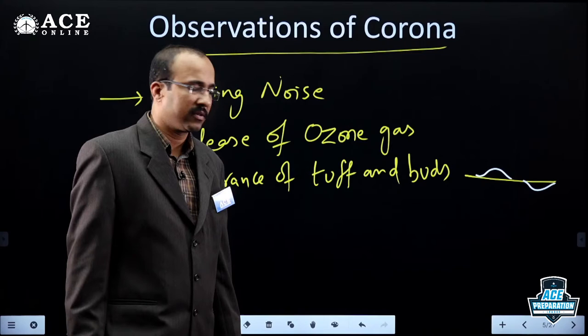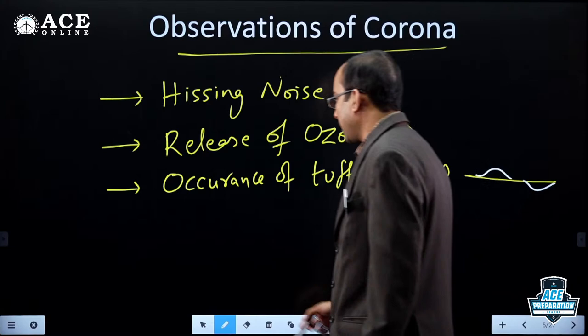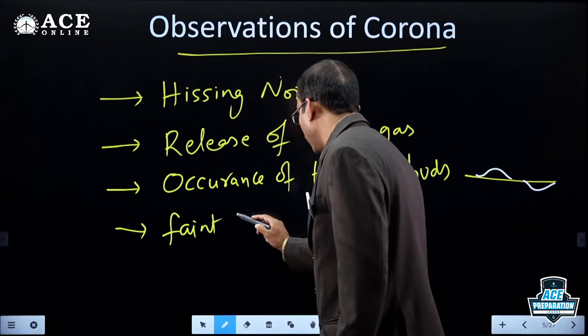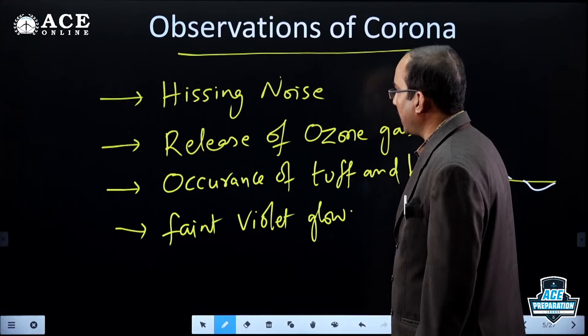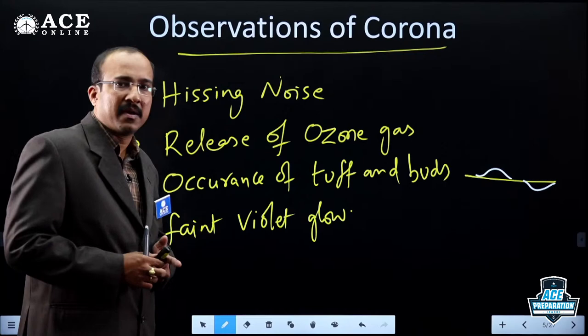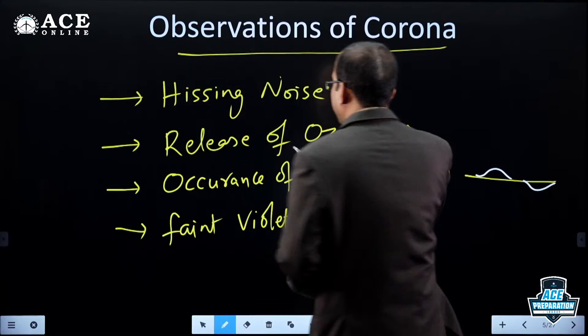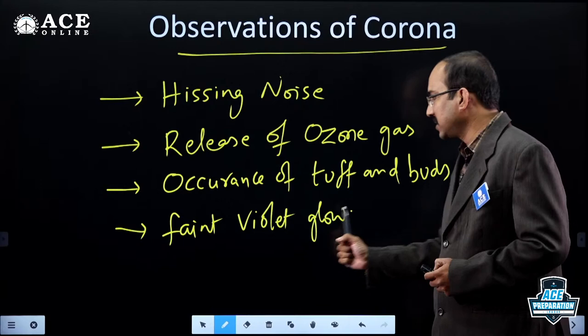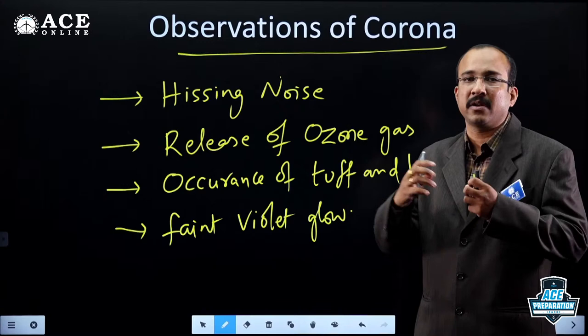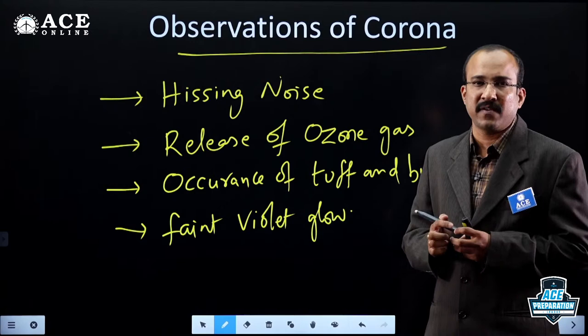And apart from this, you can observe a faint violet glow. These are some of the observations that you can make whenever there is a corona in the transmission line. There will be hissing noise, release of ozone gas, occurrence of tufts and birds, and a faint violet glow or bluish glow may appear on the surface of the conductor. This corona is taking place only on the surface of the conductor due to breakdown of what? Air.